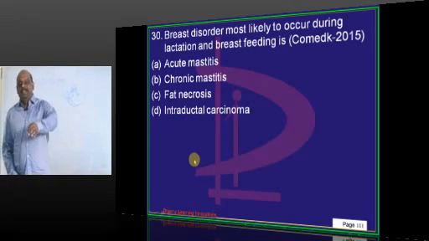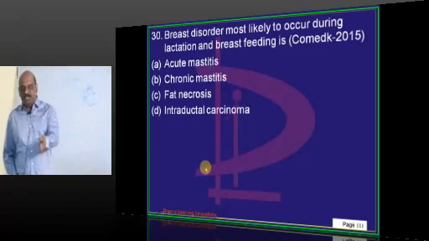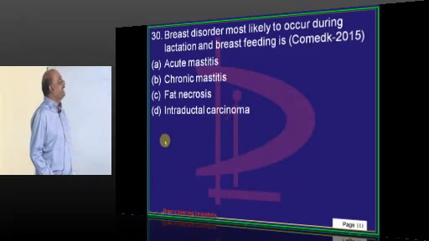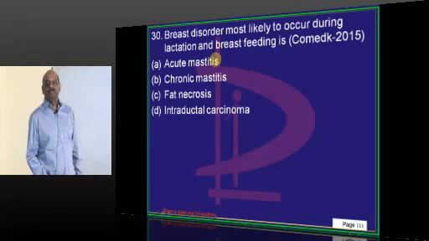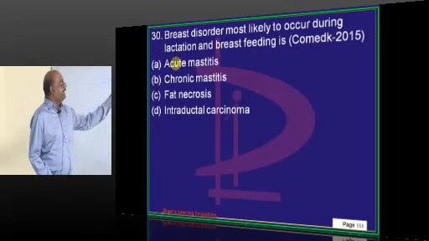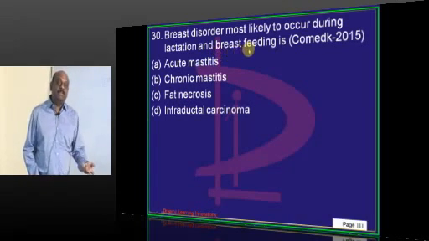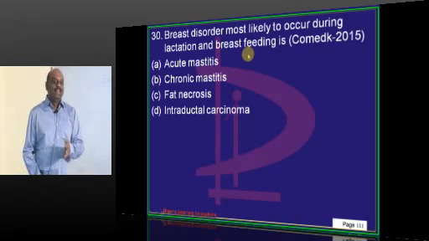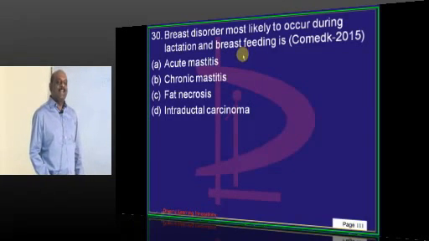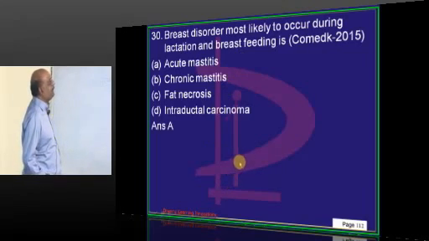This is the easiest question in COMEDK. Which breast disorder occurs during breastfeeding? Acute mastitis. Don't go and argue with the judge about whether it is acute breastfeeding or chronic breastfeeding. That is not what the examiner is trying to check. Acute mastitis.